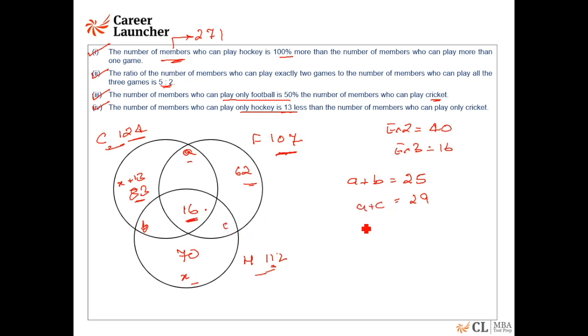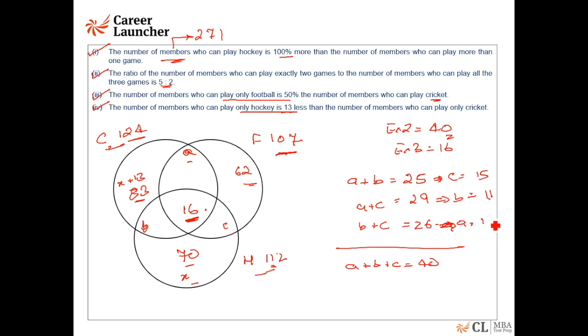And what about B plus C? 70 plus 16 is 86. 86, 112 minus 86 will be 14 plus 12, 26. And we already know that exactly 2 is 40, and exactly 2 is nothing but A plus B plus C is equal to 40. What does that mean? This implies C will be equal to 15. This implies B will be 40 minus 29, 11, and A will be 40 minus 26, 14. So A is 14, B is 11, and C is 15.